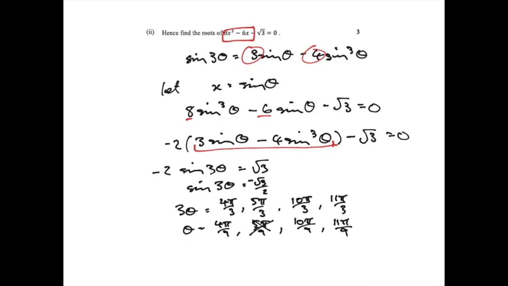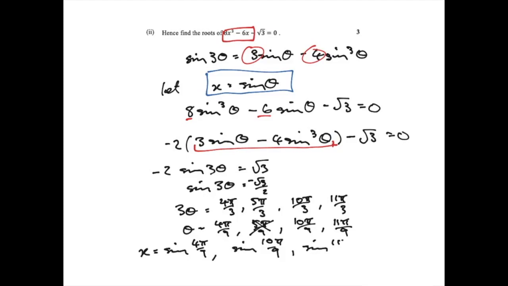So my final answer is I want to solve for x, I don't want to solve for theta. Now remember what we found before, x is sine theta. So last step here would be, well, x is sine 4 pi on 9, sine 10 pi on 9, and sine 11 pi on 9. And there are our three roots, which we would expect from a cubic, or that's as many as we could get from a cubic. Okay, question 6, part D.